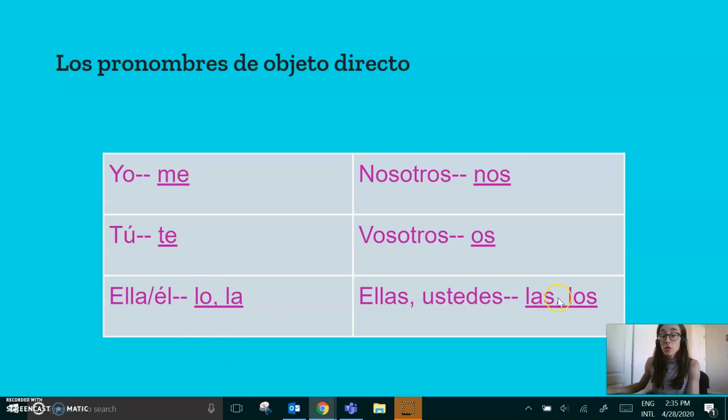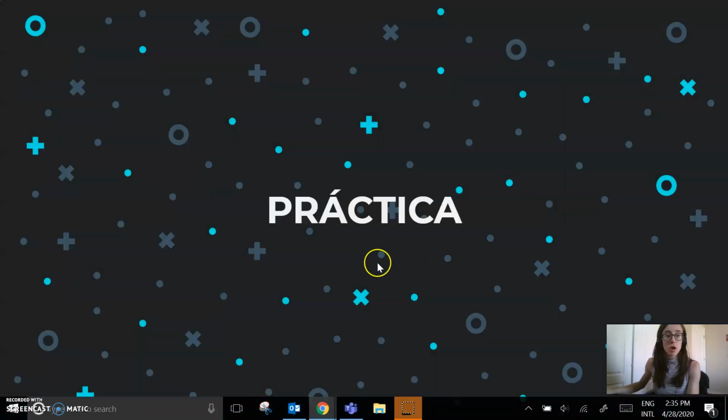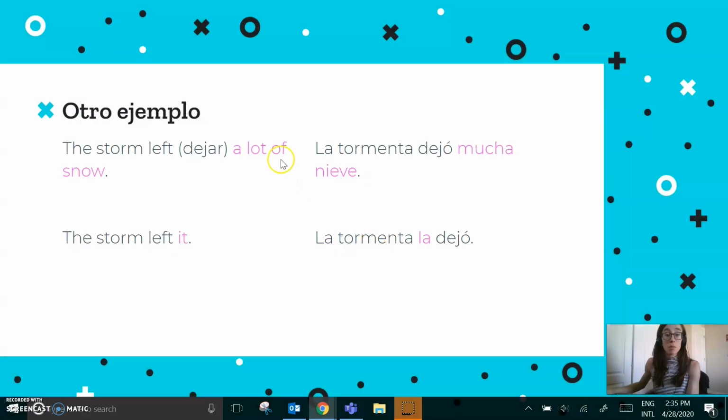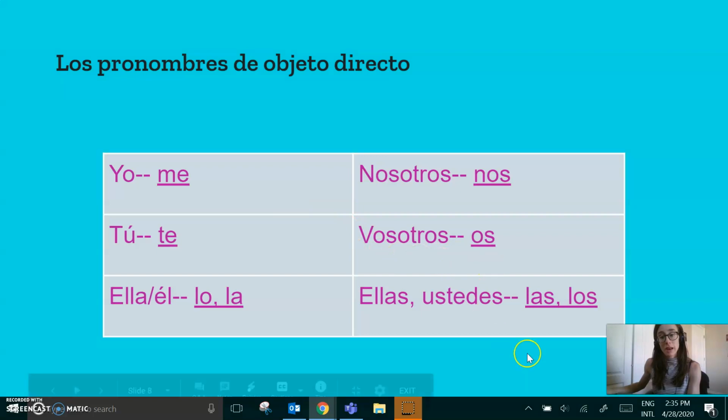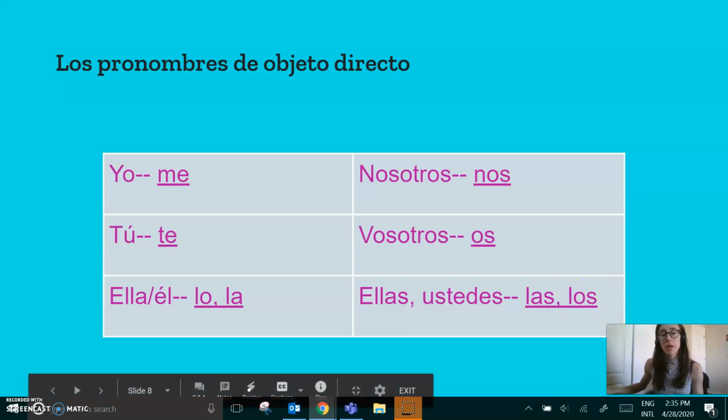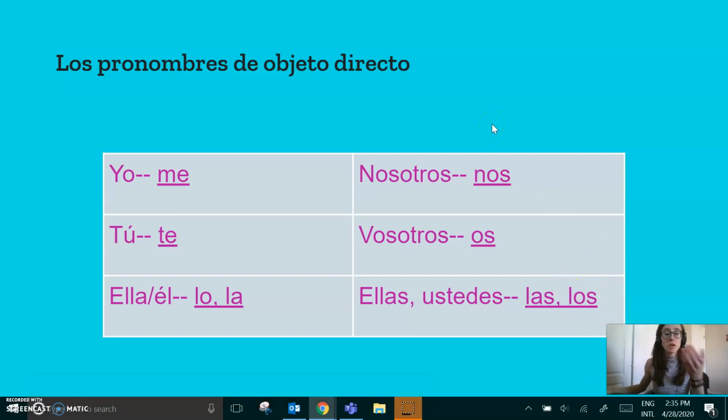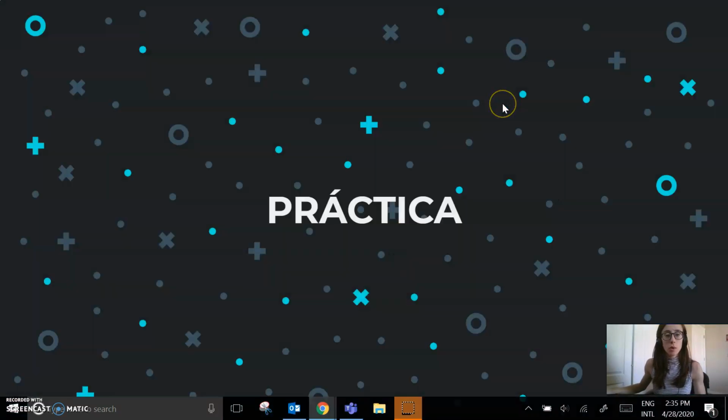Okay, and then if you're talking about more than one thing, maybe the storm left a lot of snowflakes. Okay, that would be las. Or if you wanted to say the earthquake destroyed a lot of cars, multiple cars, that would be los. Okay, so hopefully these are in your class packet and you are feeling clear about when and why you would use these. And then we're going to move into práctica.